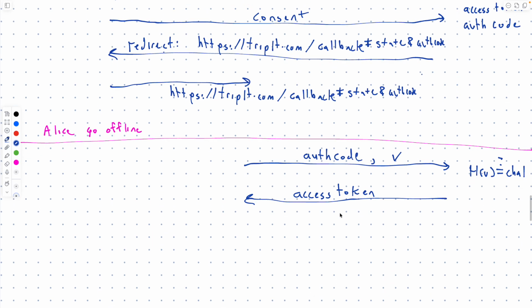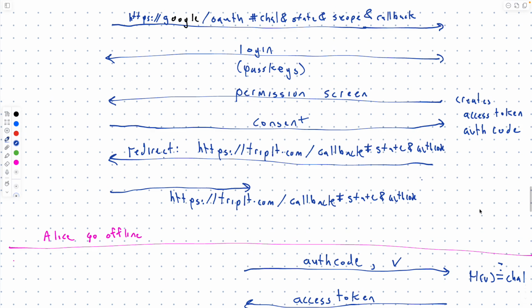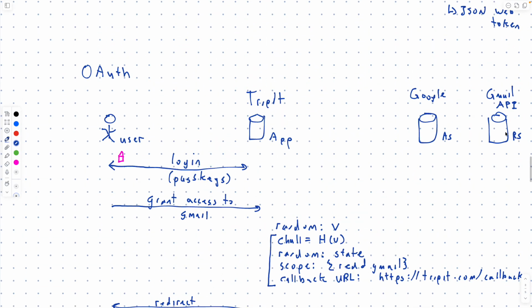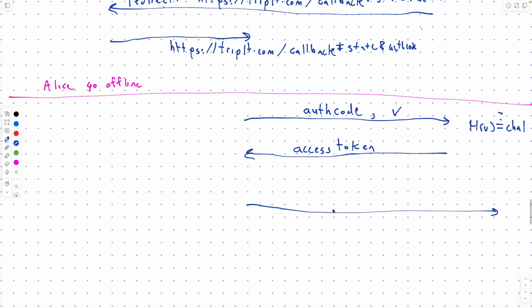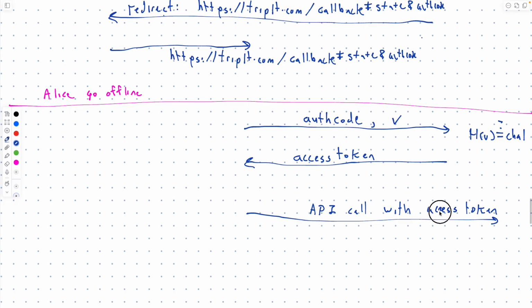Okay, then TripIt will go to Gmail. So we'll go all the way over to the Gmail API, and it will make an API call, and it will include the access token. Okay, and then the server will say, okay, that's a valid access token for reading Alice's Gmail, and so I'll send you all her Gmails, or whatever the case is.